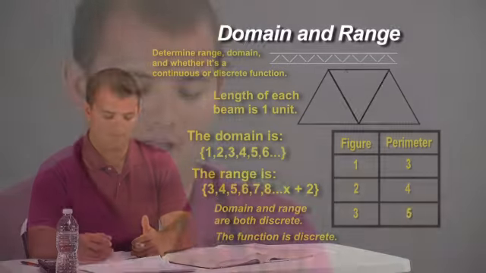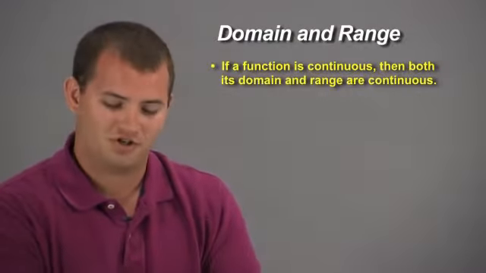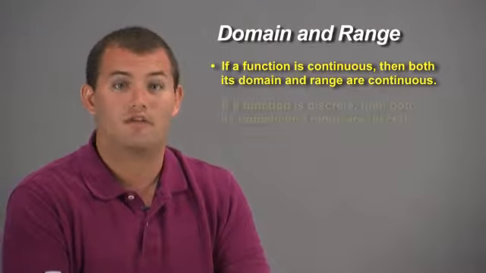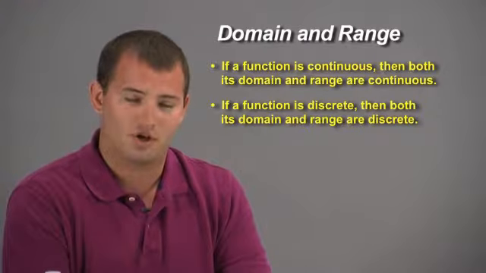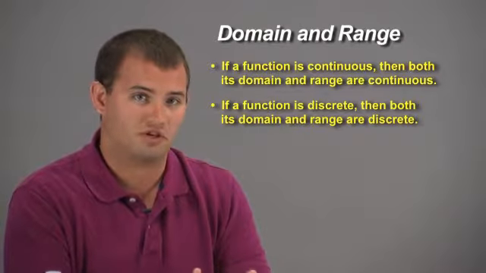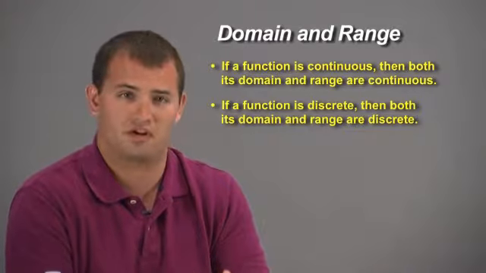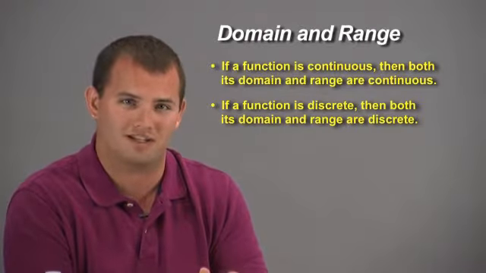Pretty easy, huh? Before you go, let's take a look at whether a function is continuous or discrete and the domain and range. If a function is continuous, then both the domain and the range are continuous. If a function is discrete, then both the domain and range are discrete. So if we can determine if a domain or the range is discrete or continuous, then the function follows that pattern. This is a pretty cool shortcut. This is what you should look for. Always try to get something with a domain and range, and you can easily classify a function.